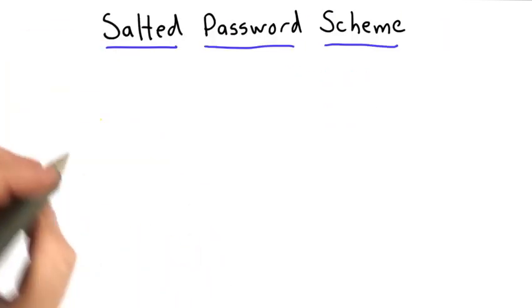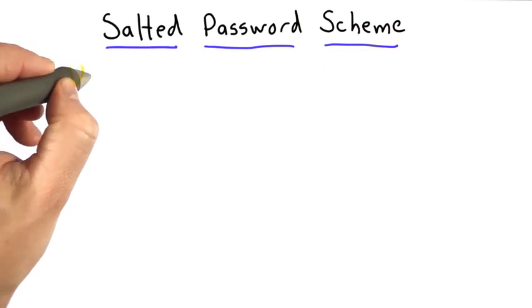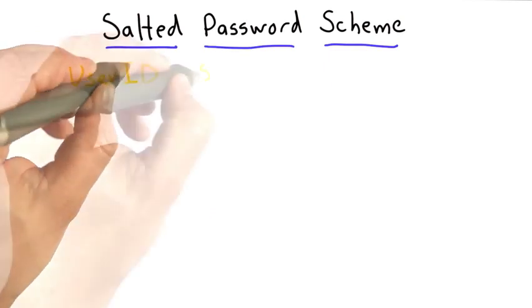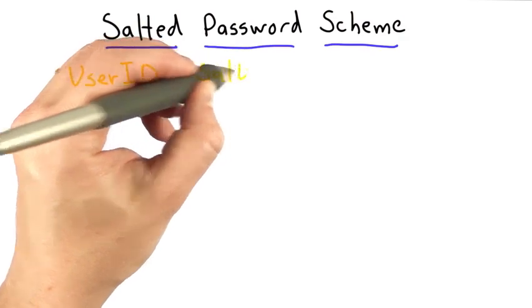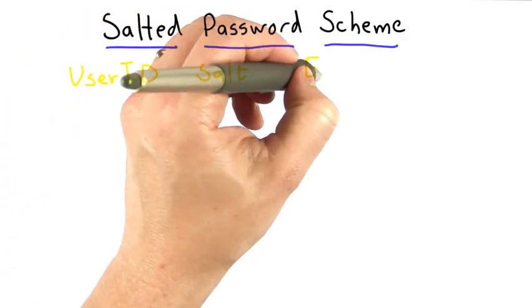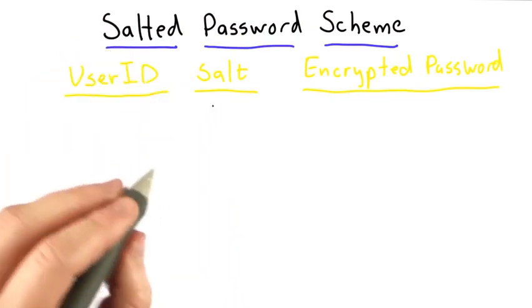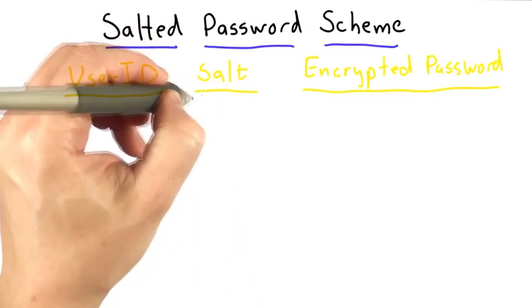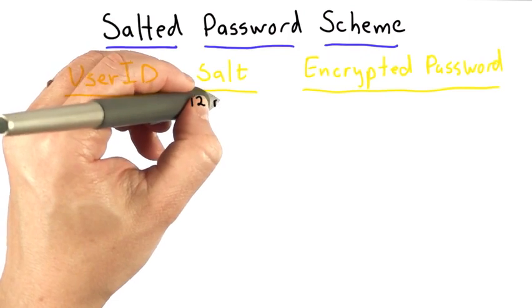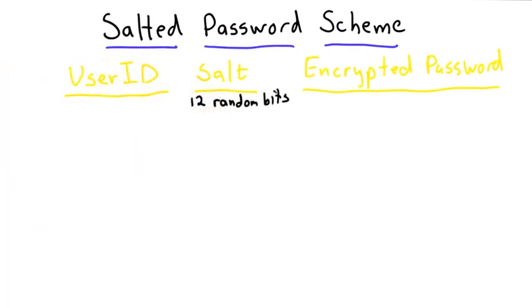So with a salted password scheme, what we'll store in the password file, we'll have the users, we'll have an extra column that we'll call the salt, and then we'll store the encrypted password. What the salt is, is random bits. They don't need to be kept secret. For the Unix scheme, there were 12 random bits. And they're different for each user. That's why they're stored in the table.